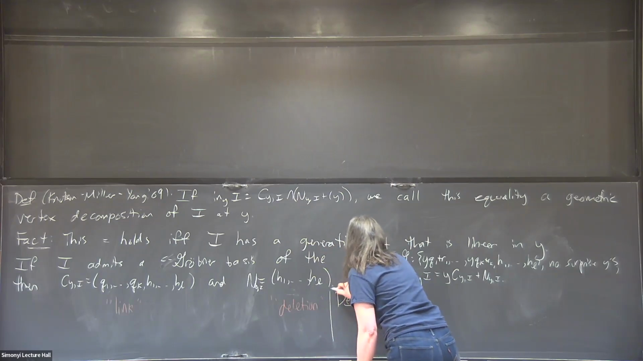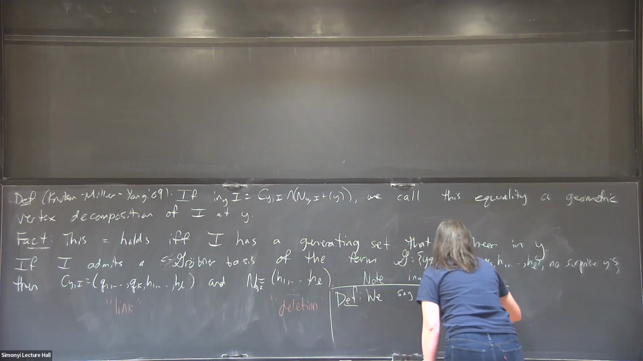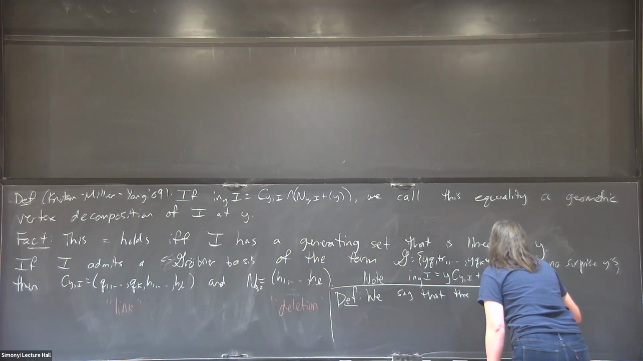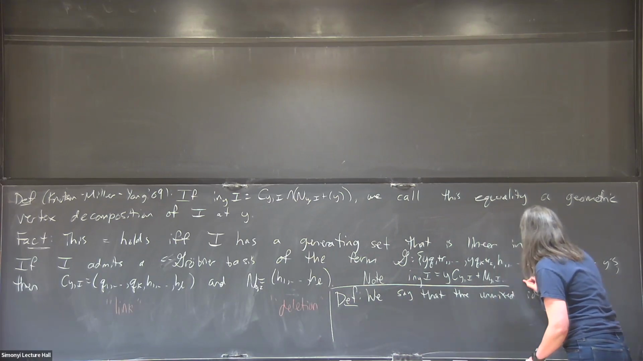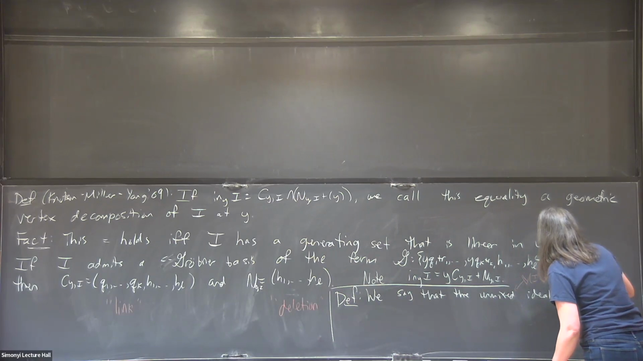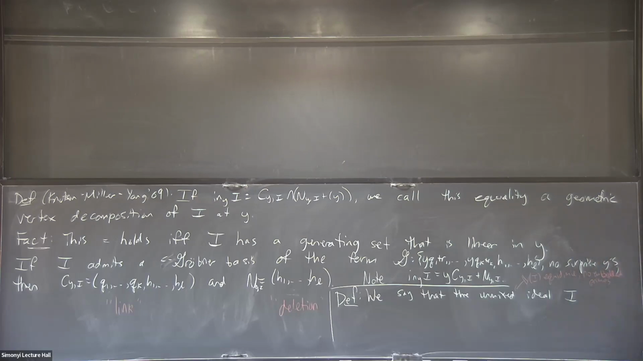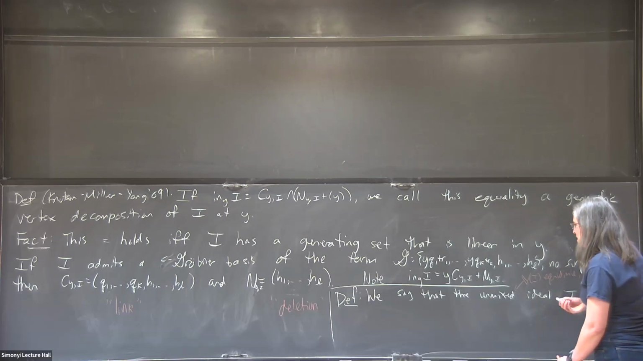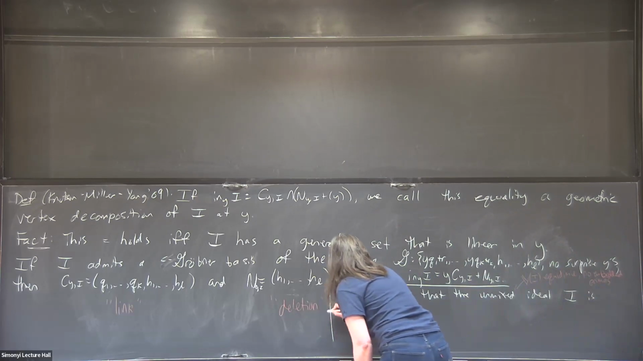So we say that the unmixed ideal I, unmixed means V of I is equidimensional and no embedded primes. So all of the associated primes have the same height. So we say that the unmixed ideal I is geometrically vertex decomposable. Is it okay if I just write GVD?